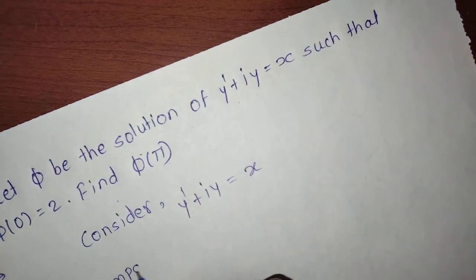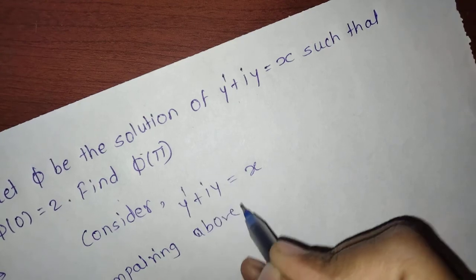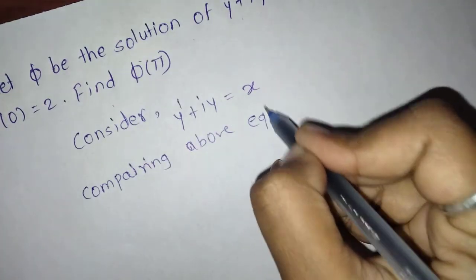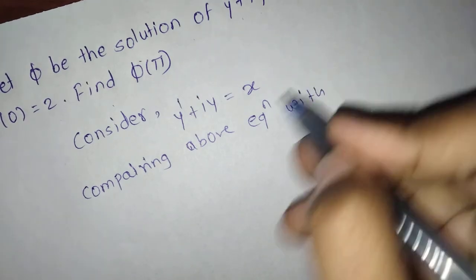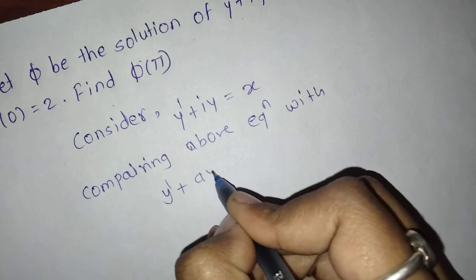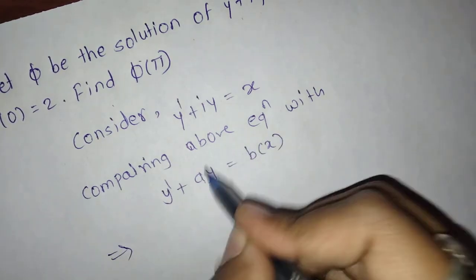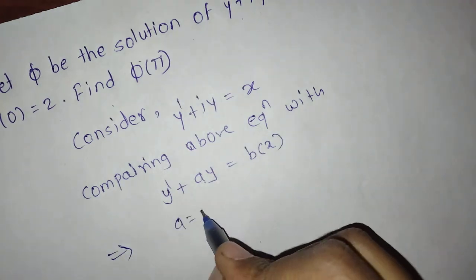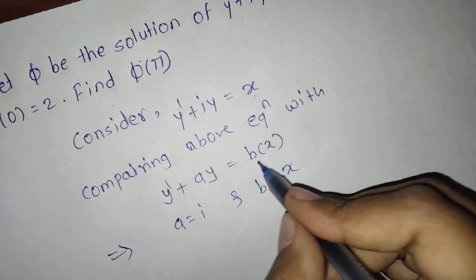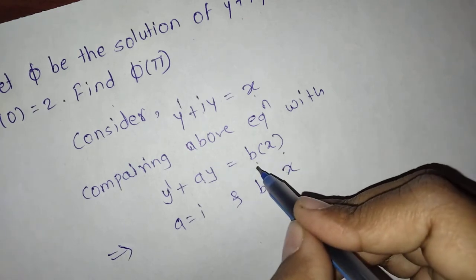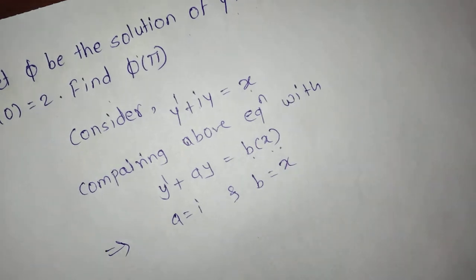Comparing this equation with the above equation y dash plus ay is equal to b of x, which implies a is equal to i and b is equal to x. b of x means polynomial in the variable x, that is b is equal to x.